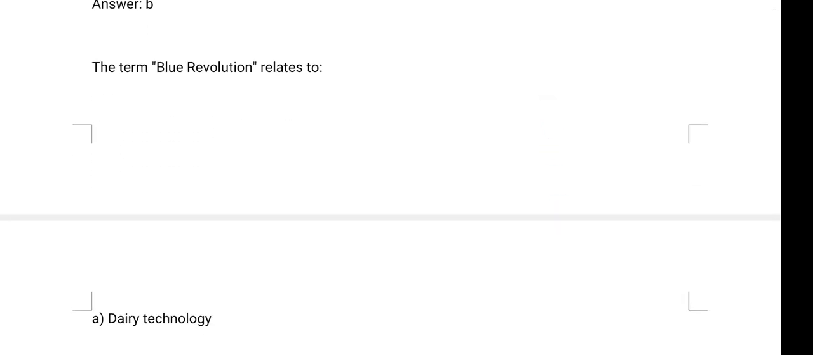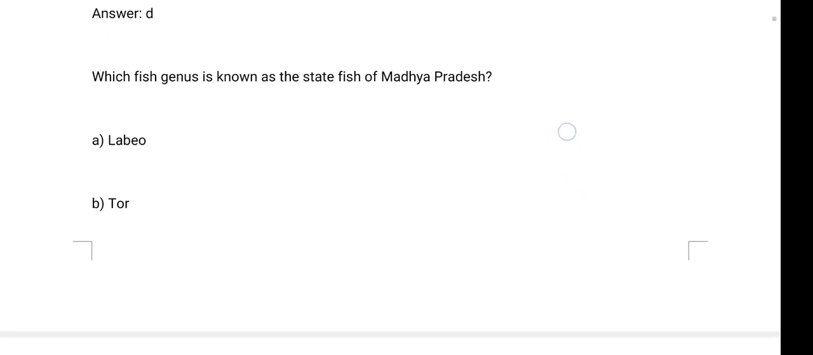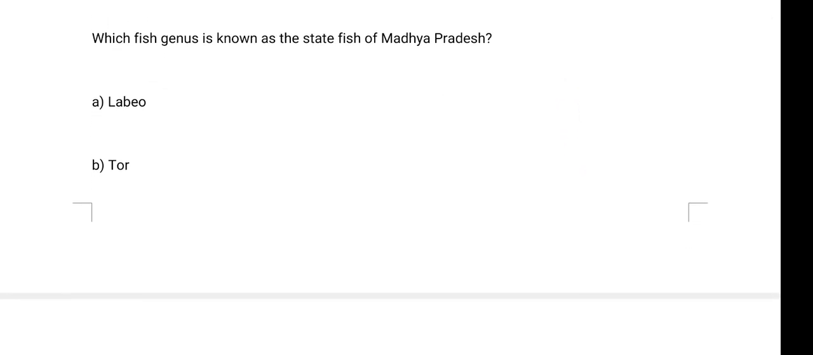The term blue revolution relates to fisheries. The limits of exclusive economic zone from the coast is 200 nautical miles. Which fish genus is known as the state fish of Madhya Pradesh? So it is tortoise.